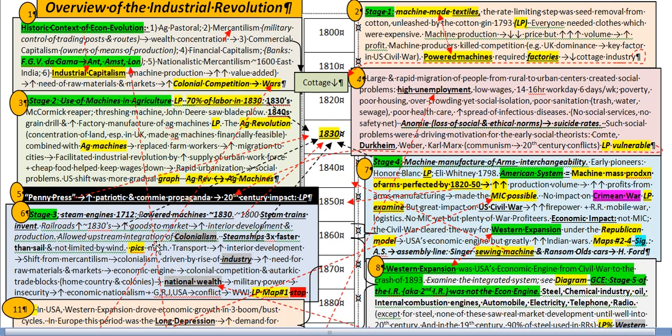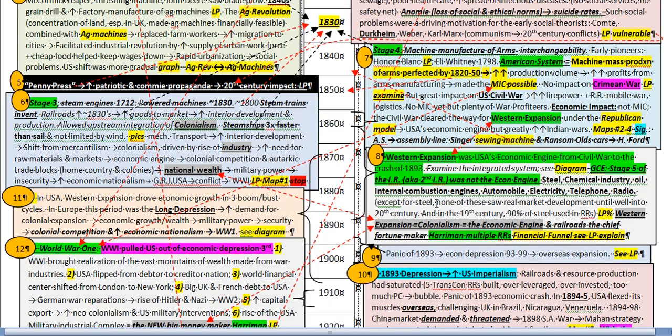And this allowed for upstream integration and for expansion of colonialism, and this led to intense colonial competition, which became a factor in leading to wars. Stage four is the machine manufacture of weapons, resulting in the American system and making possible the military industrial complex. However, the military industrial complex did not form until World War One in the United States.